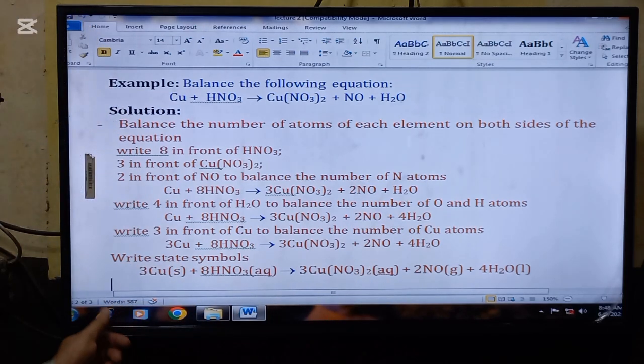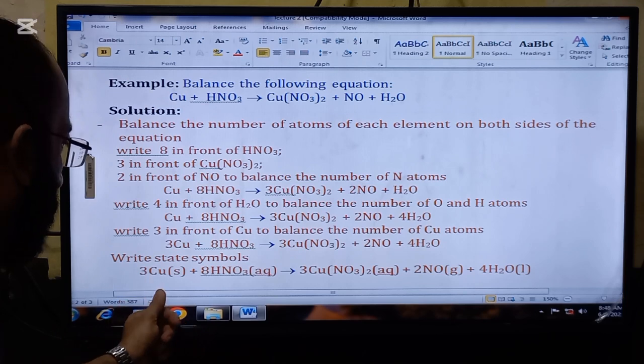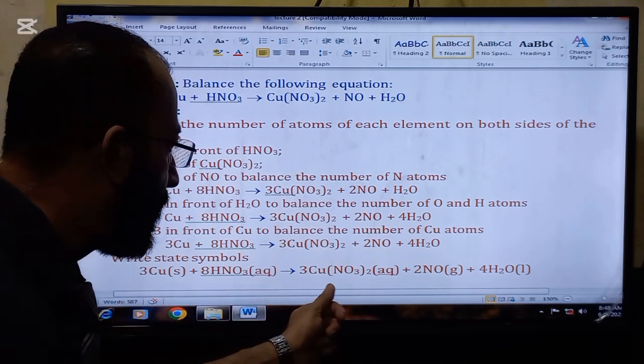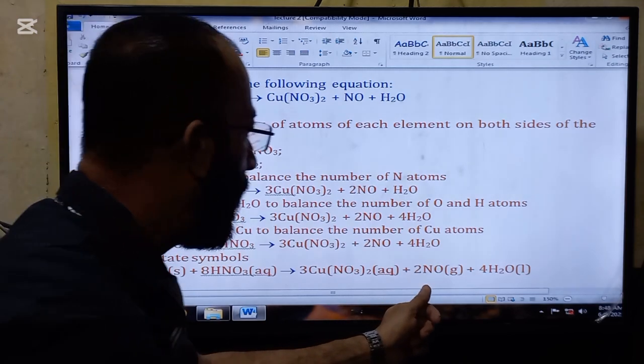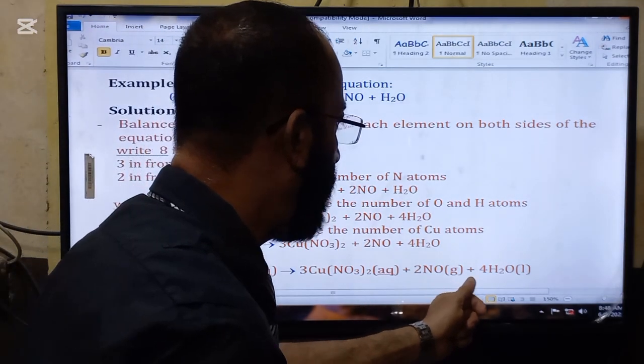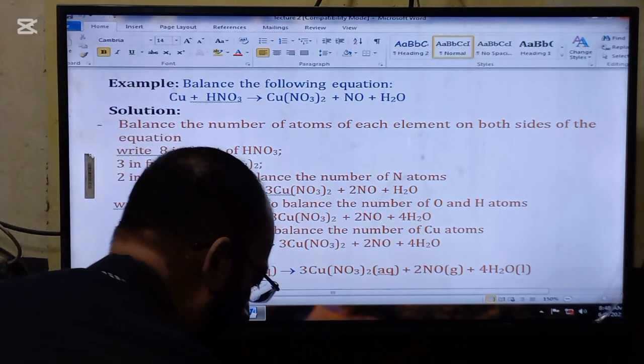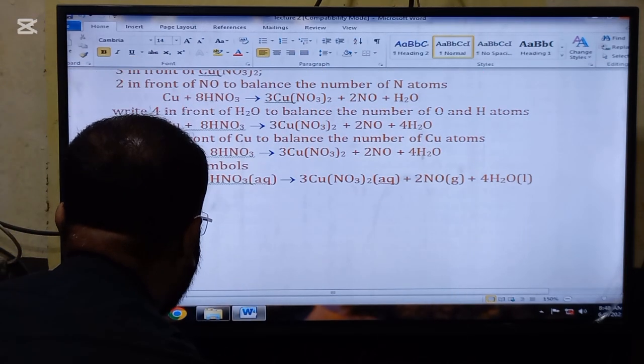And the final step will be write the state symbols. So copper is solid, HNO3 is aqueous, copper nitrate is also aqueous, nitrogen monoxide is a gas, and H2O is a liquid. So this is the last step. So the equation is balanced now.